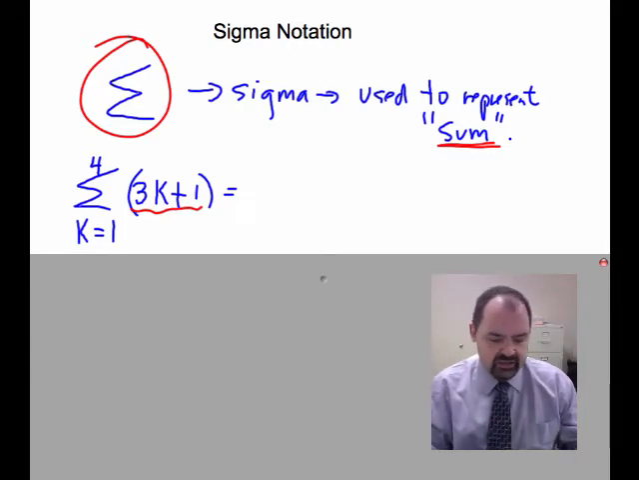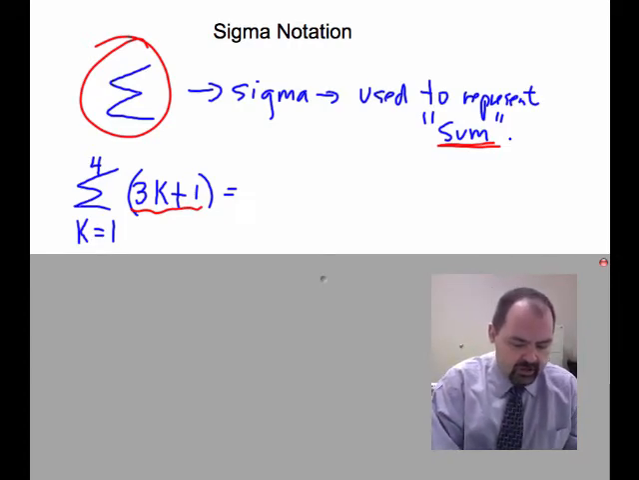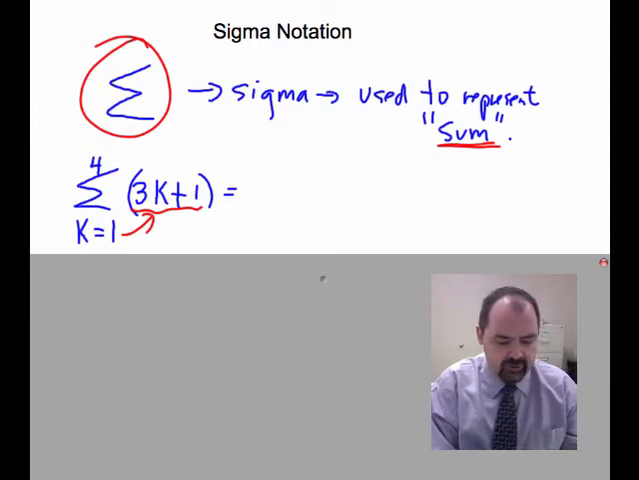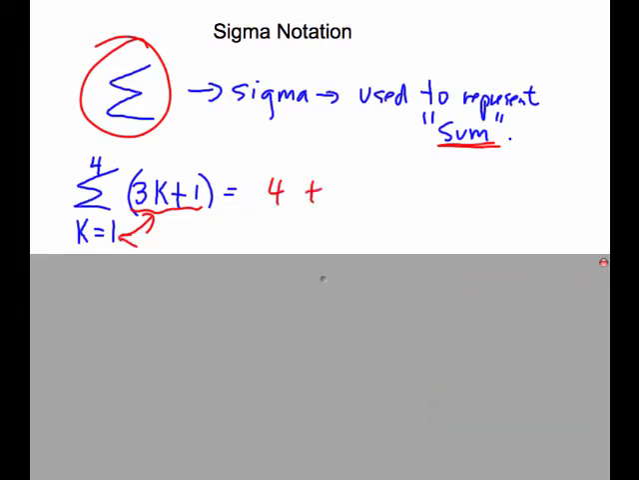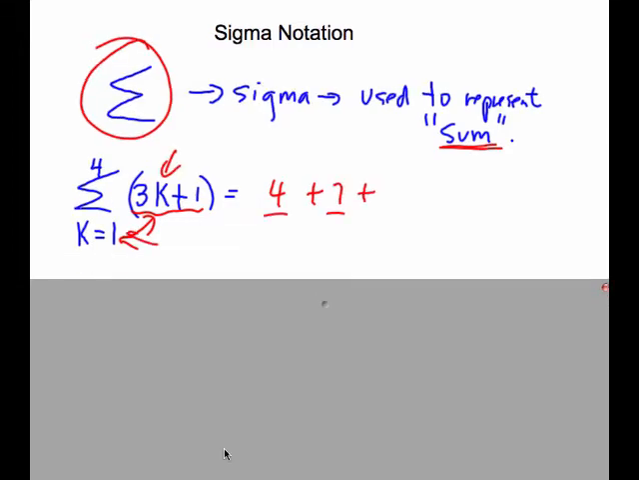So the way this works is you take the bottom number, you plug it into the formula here. So if k is 1, we have 3 times 1 is 3 plus 1 is 4. So 4 would be the first term. Then we pick the next number after 1, so 2. We plug in 2 here. 3 times 2 is 6 plus 1 is 7. Okay, now we're going to put in k equals 3. So 3 times 3 is 9 plus 1 is 10 is the third term.